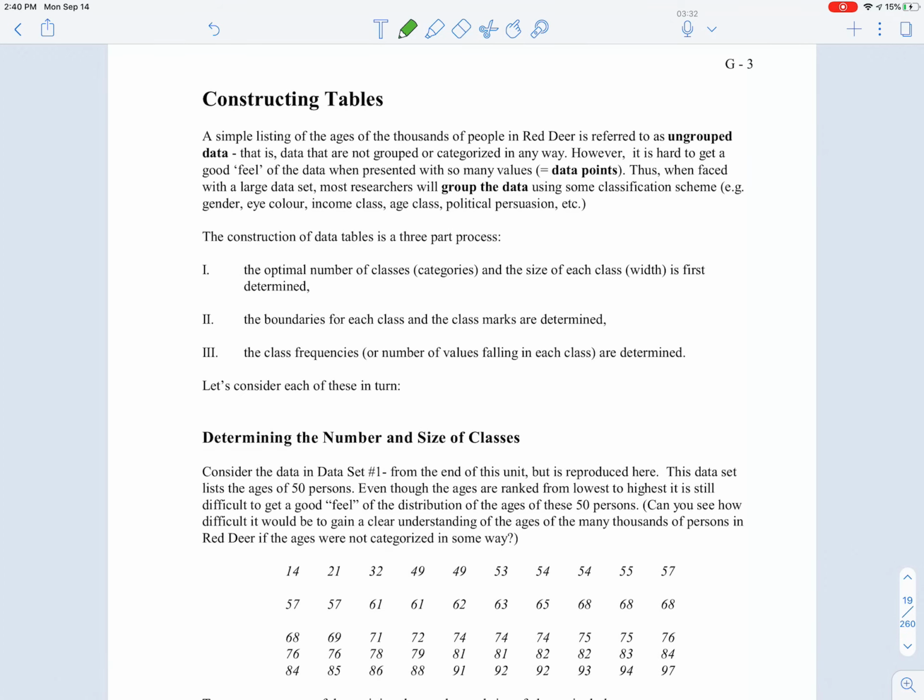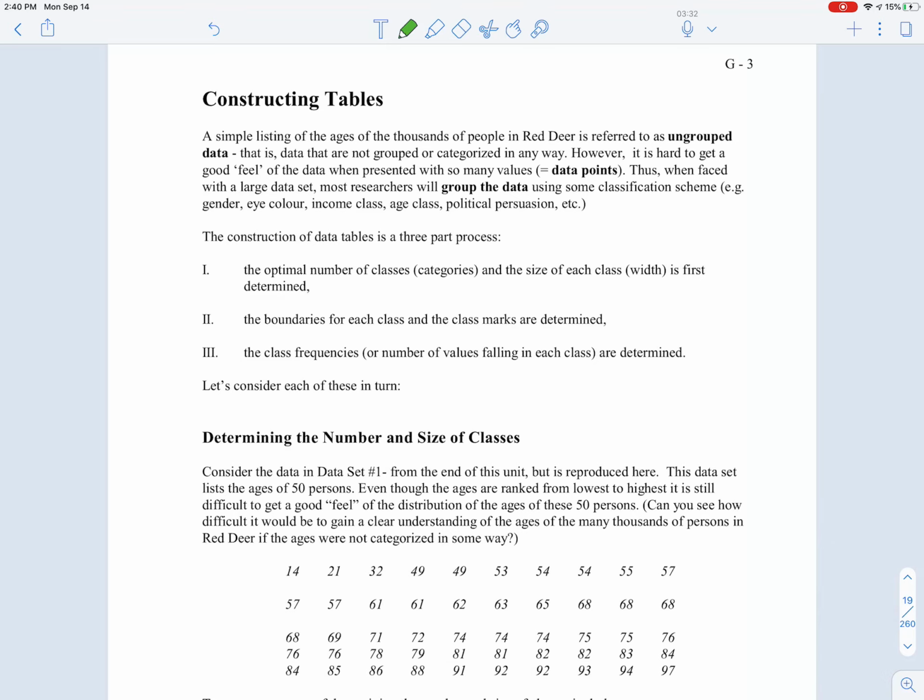Hey class, welcome to part 2 of Unit G, which is taking a look at constructing tables. I think in my first video I ended by saying that we'd be looking at constructing graphs. We'll talk about that later. First I want to look at constructing tables.